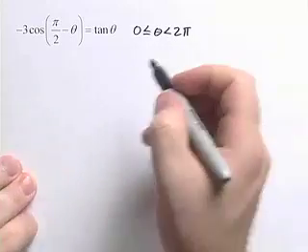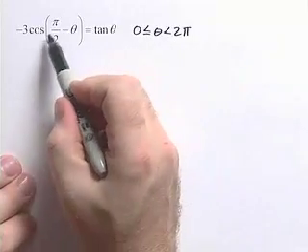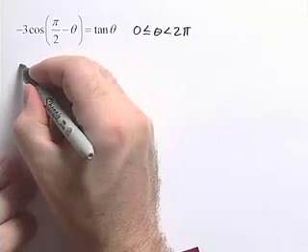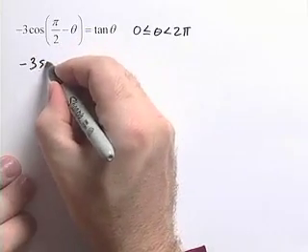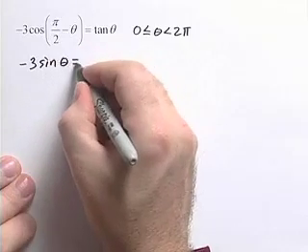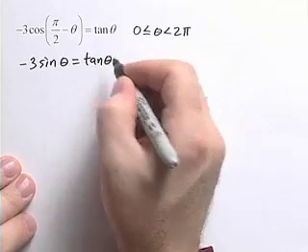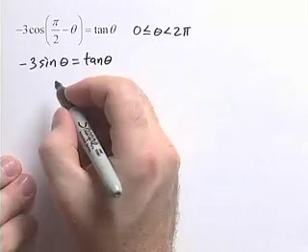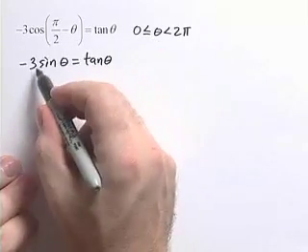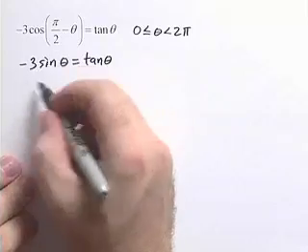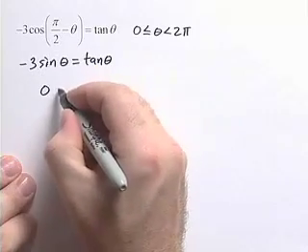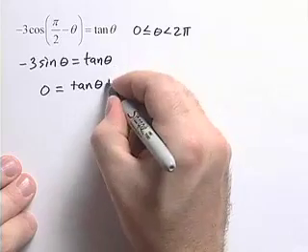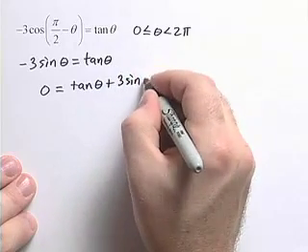The first thing we'd like to notice is that cosine of pi over 2 minus theta is equal to sine of theta. So we'll have minus 3 sine theta is equal to the tangent of theta. Next, we're going to bring the negative 3 sine theta to the other side, so we'll get a 0 on the left. We'll have 0 is equal to tangent of theta plus 3 sine theta.